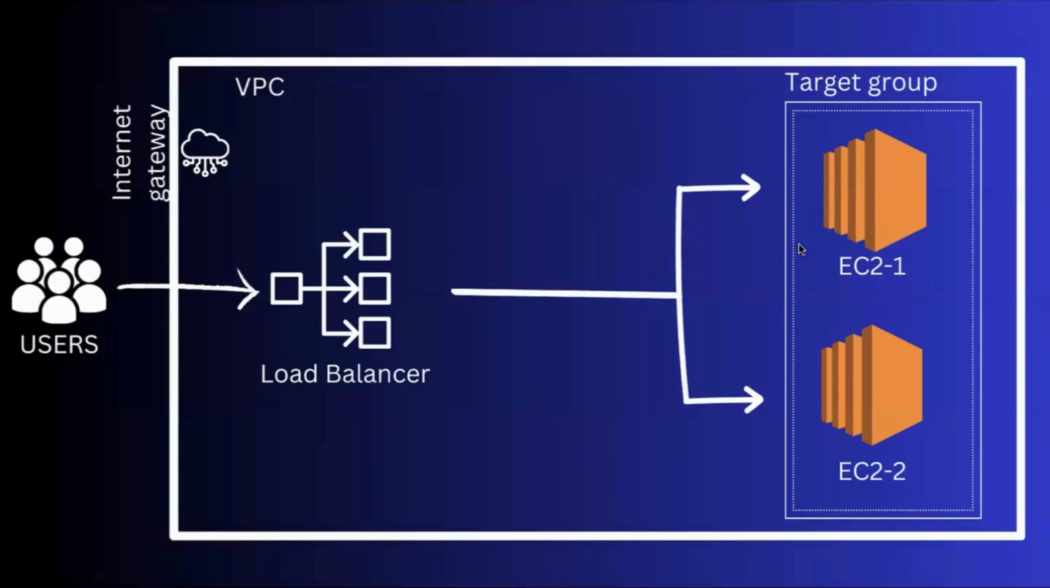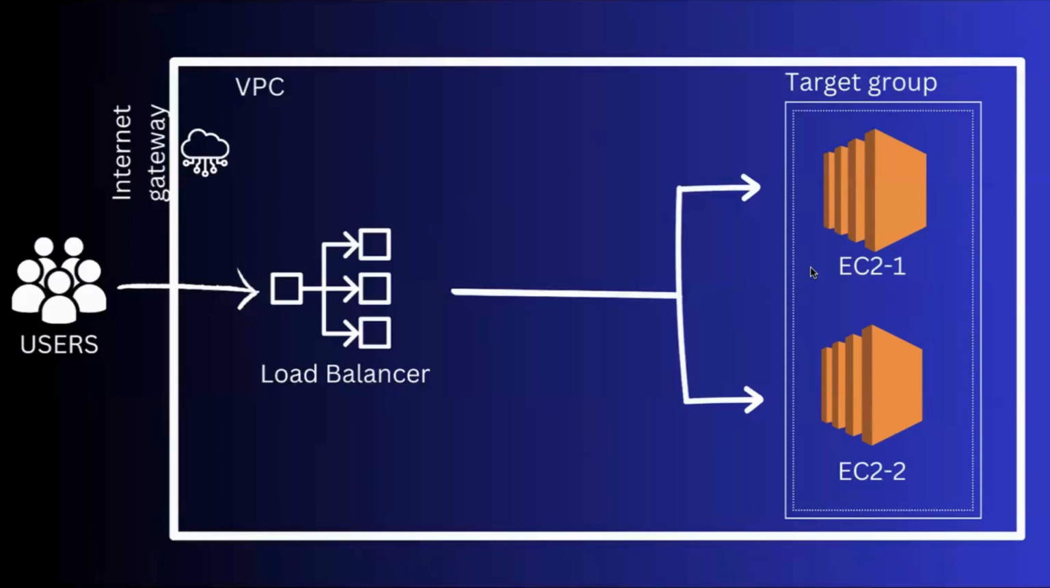Now, this distribution can actually be done with various algorithms. You have the round robin algorithm. In this case, each server is used in turn according to a predefined sequence. Then we have least connections. This is the one where traffic is sent to the server that has the fewest active connections. Then we have IP hash, where traffic is distributed based on some kind of hash of the client's IP address.